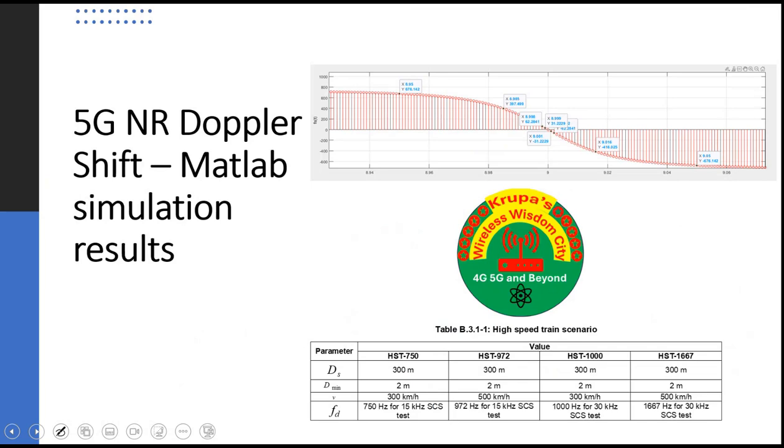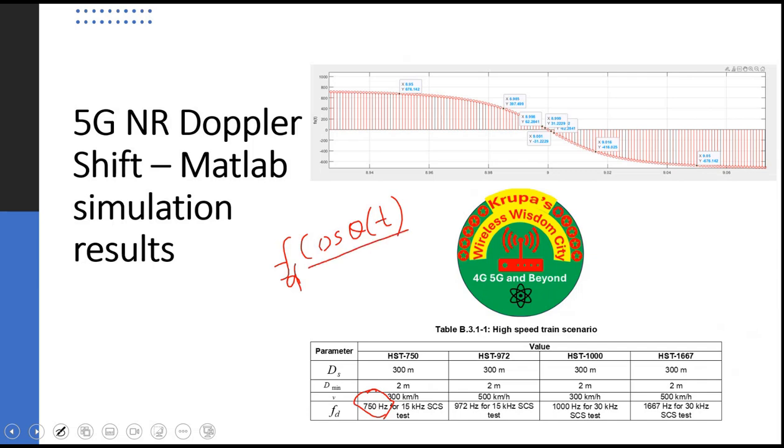All right. So this is one of the MATLAB simulations which I had performed. I performed it for 750 hertz Doppler, for a velocity of 300 kilometers per hour. You would appreciate here, because you remember, as I told you, it is fd cos theta t. This is what we have learned, right?